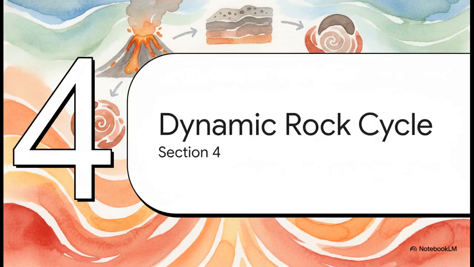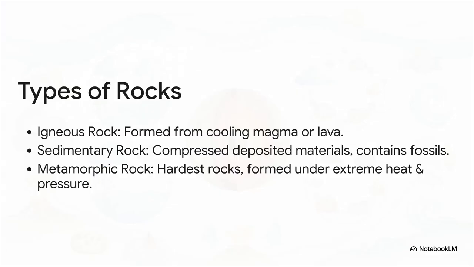All right, on to Section 4, the dynamic rock cycle. Riding that intense heat from the core all the way back up to the crust, we find three main types of rock, and each one has its own unique origin story.